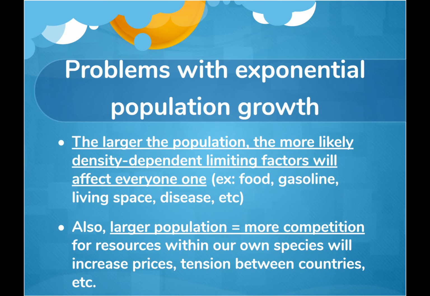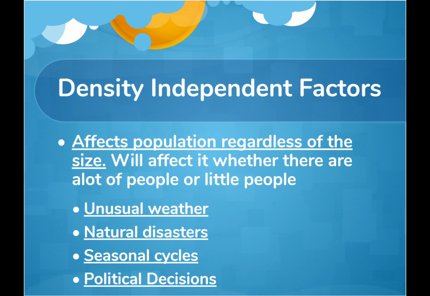Now, this is why exponential growth can be a problem, that J-curve, because it leads to all these limiting factors that are density dependent. Now finally, we have this thing called density independent. Now it's going to affect, and it's going to cause people to die regardless if there are a lot of people or not. So whether it's a big population or a small population, this is going to cause population to go down.